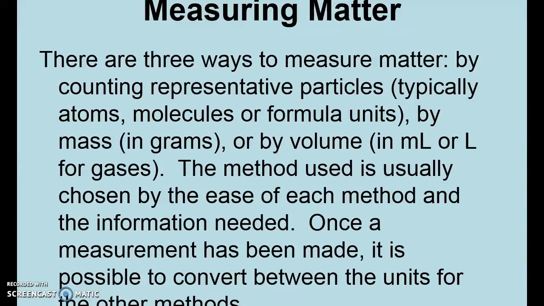So mostly what that allows us to do is to convert between different ways of measuring matter. We can count the representative particles, we can measure mass, we can measure volume, and the method we use just depends on what kind of information we need. And then once a measurement has been made, we can convert between the units.